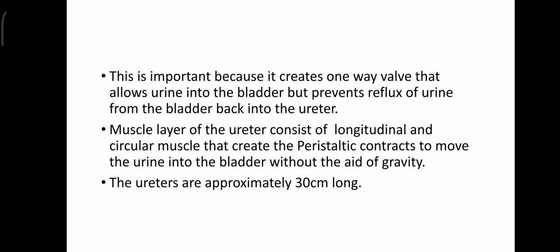It is important because it creates a one-way valve that allows urine into the bladder but prevents reflux of urine from the bladder back to the ureter. The muscle layer of the ureter consists of longitudinal and circular muscle that create the peristaltic contraction to move the urine into the bladder without the aid of gravity. The ureters are approximately 30 cm long.